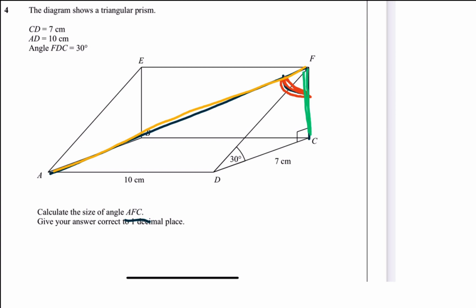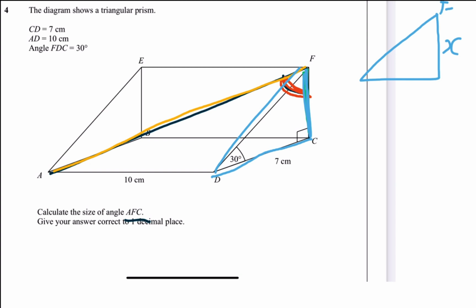Let's focus on the FC one because I need to know what that length is. Without that length, I can't work out any angle. So to work out the length of FC, here we go. I'll do it in blue: FC, CD, and DF. I'm going to use that right angle triangle, so I'm going to draw this on the side. Here we go. That's the angle I actually want, the side I want, which is FC.